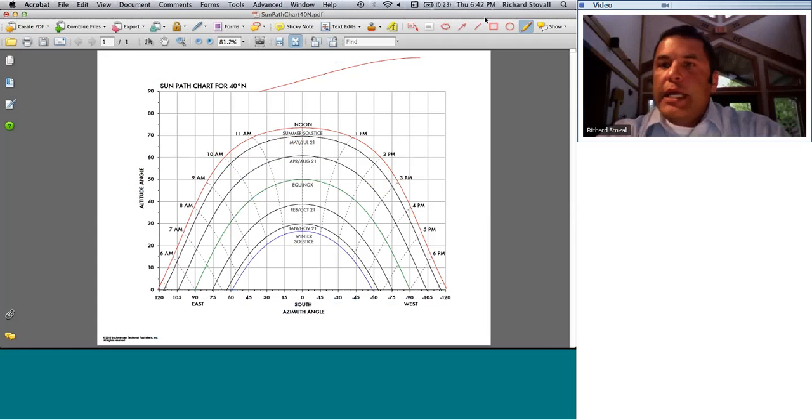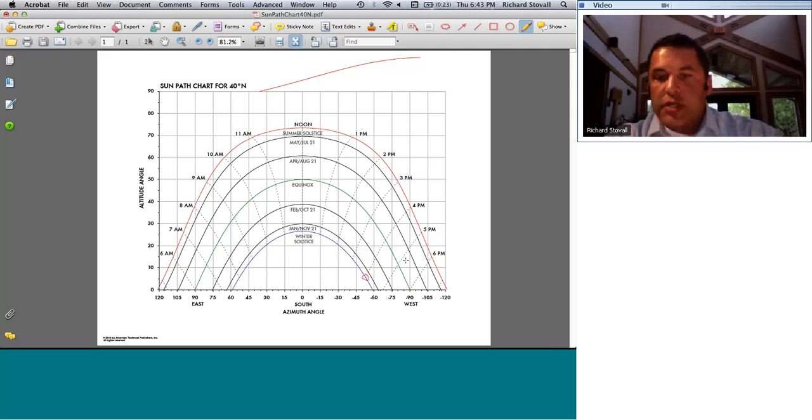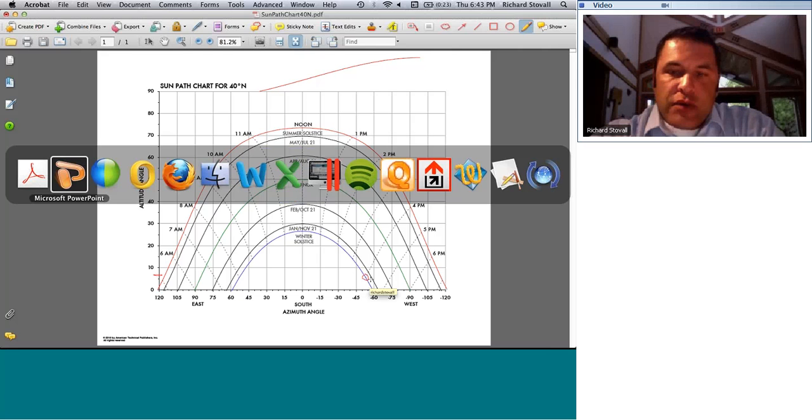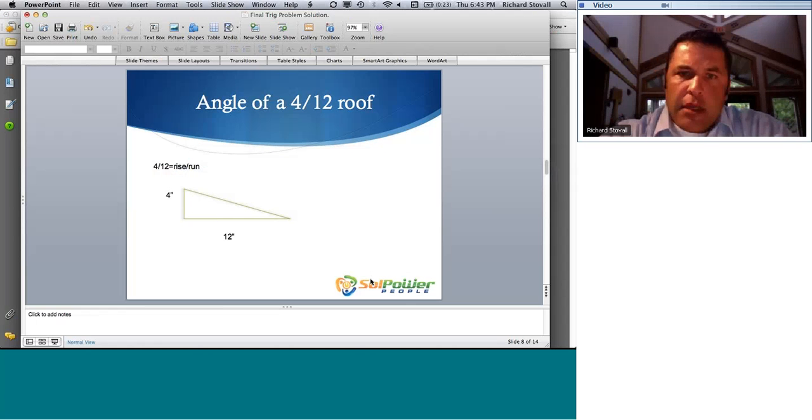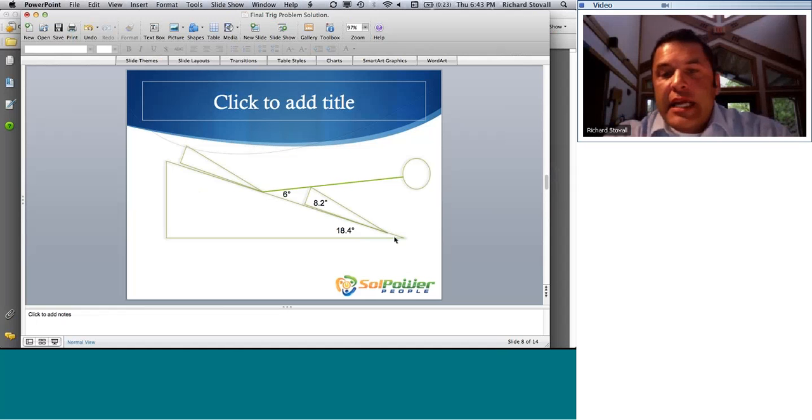So if we look at 4 p.m. here and bring it all the way down to the shortest day of the year, which is the winter solstice, December 24th, we can see that the altitude angle of the sun on this day is, for my calculations, I used 6 degrees. So going back to our presentation, we can see that there's a 6-degree angle, the altitude of the sun.